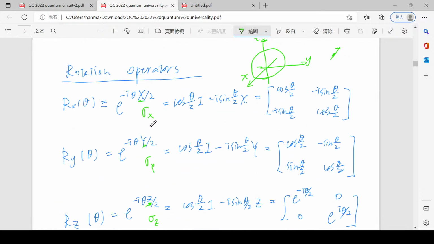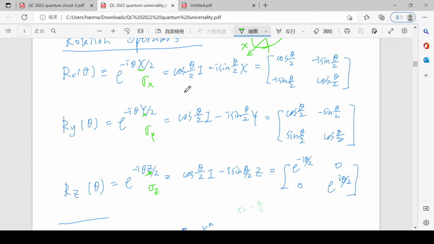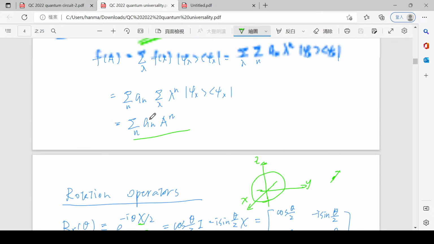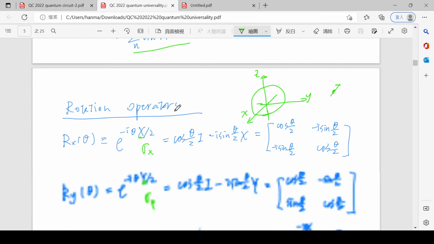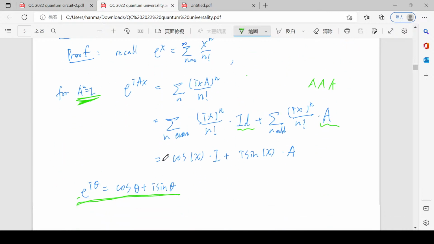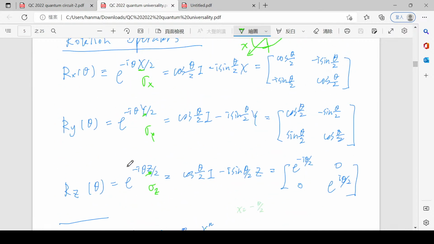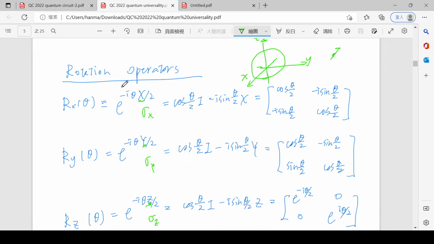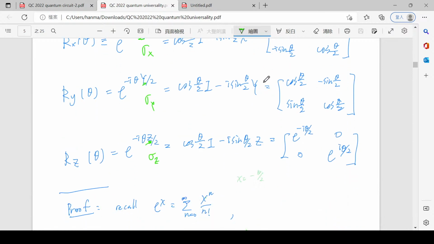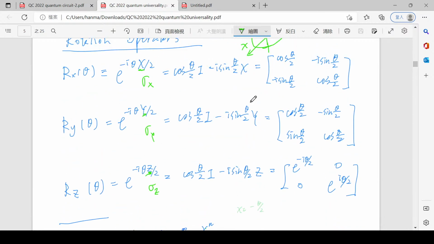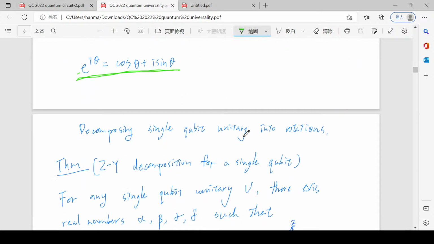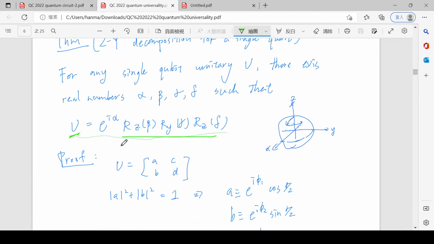And well, this definition can be interpreted with this Taylor expansion formula, and we see that it's very similar to Euler's formula, e to the i theta equals cosine theta plus i sine theta. And here, this theta is more like theta over 2, so you have cosine theta times the identity and i sine theta times sigma x, sigma y, or sigma z. And you write it in matrix form as these functions. Okay, any questions so far?